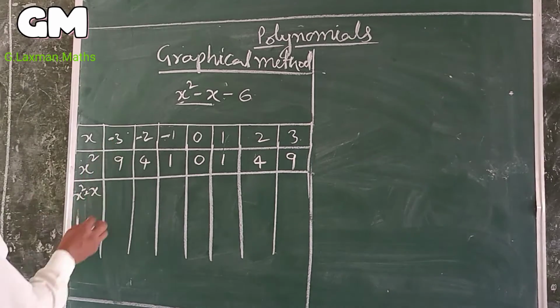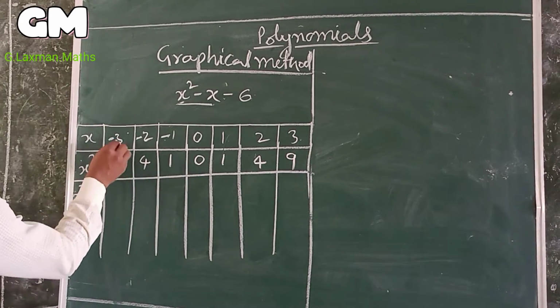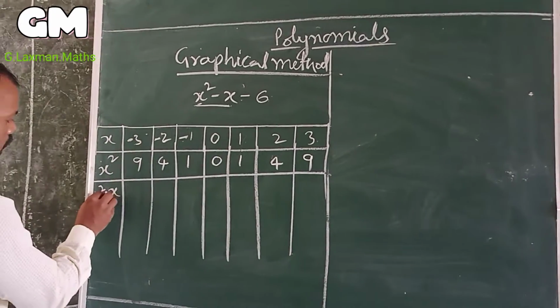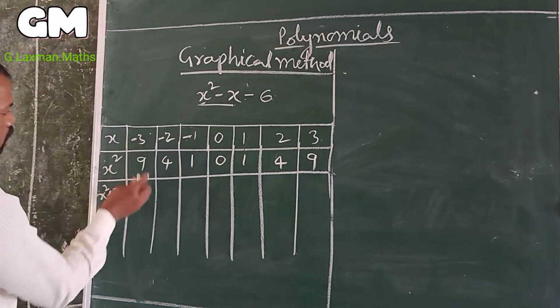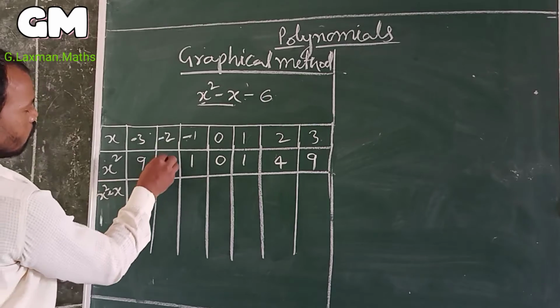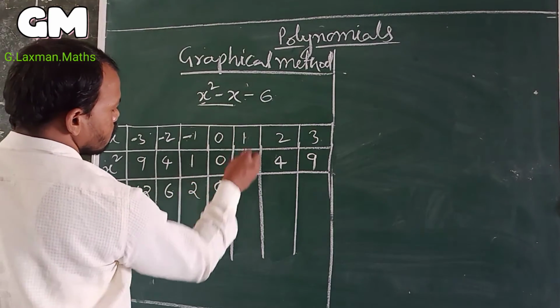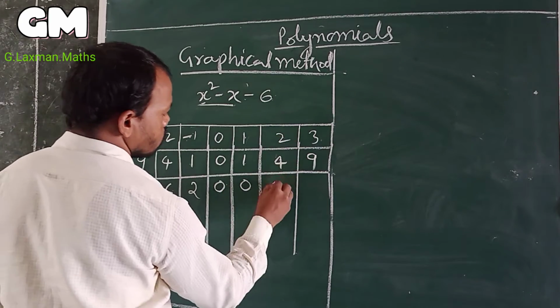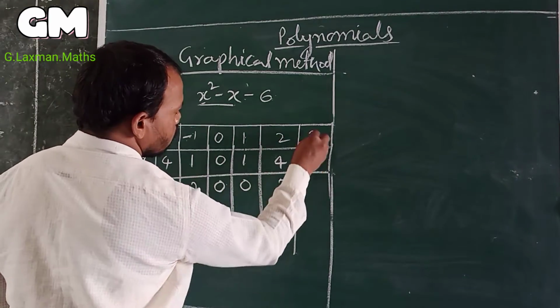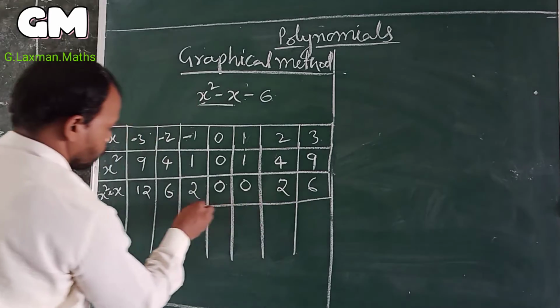So what do you get? 9 minus of minus 3 is minus minus plus, so 12. Then 4 plus 2 is 6, and 1 plus 1 is 2, 0, 1 minus 1 is 0, 4 minus 2 is 2, and 9 minus 3 is 6.